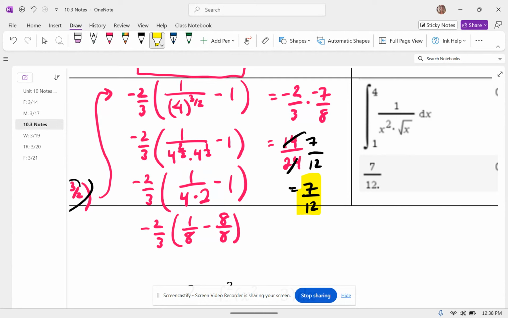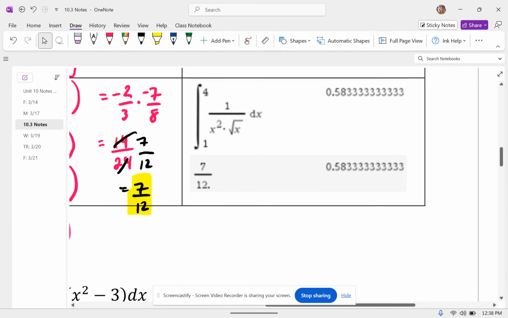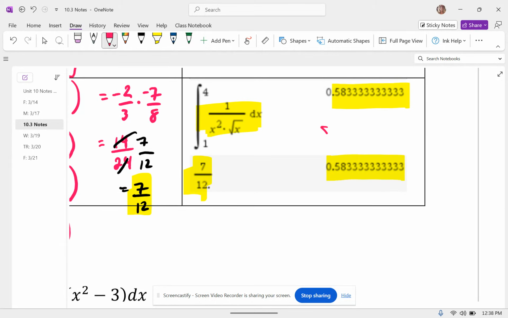All right, so how did we do? Well, we turned this into a decimal here. We typed in the original integral here. Are they the same? Yeah! So on a test, if we simplify it that much, we would get 7/12.